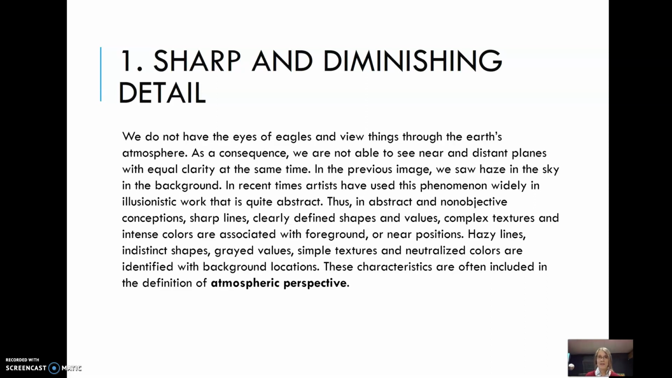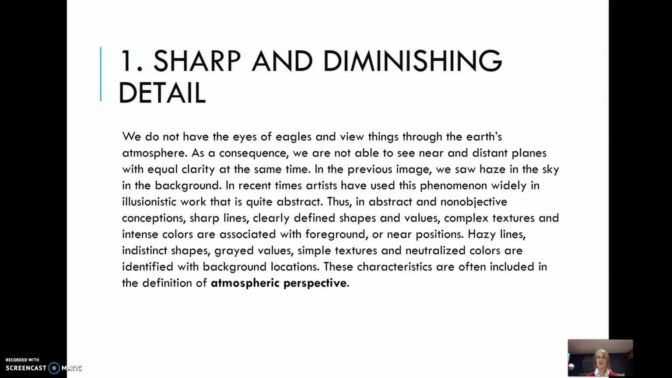So we don't have eyes like eagles. We view things through the Earth's atmosphere. So as a consequence, we are not able to see near and distant planes with equal clarity. Okay, our eyes just don't work that way at the same time. In the previous image, we saw haze in the sky in the background. In recent times, artists have used this phenomenon widely, and it's called atmospheric perspective.